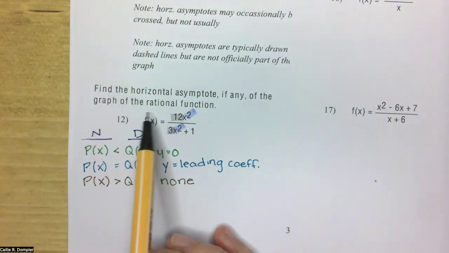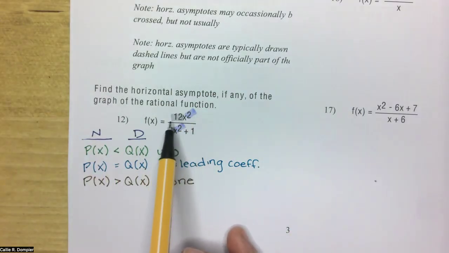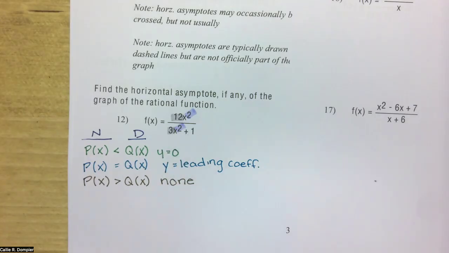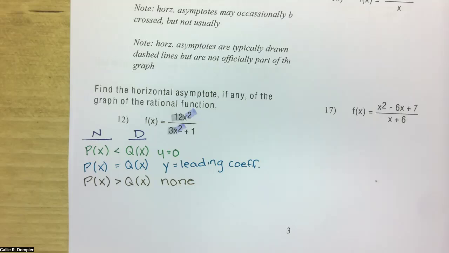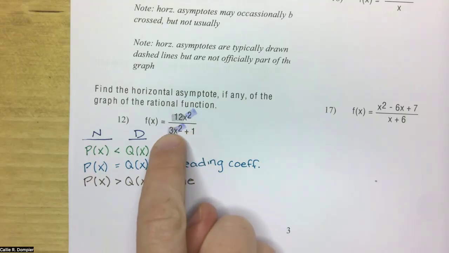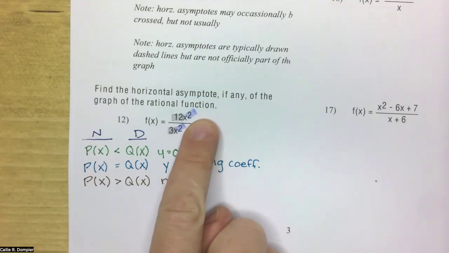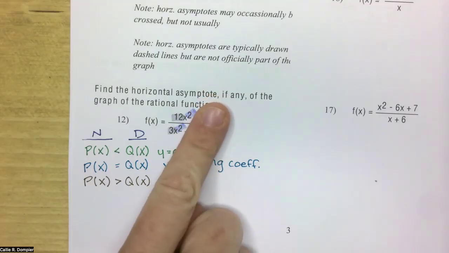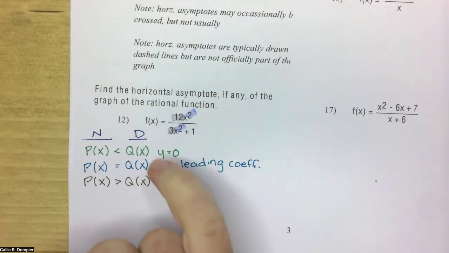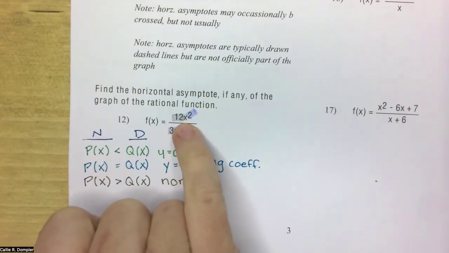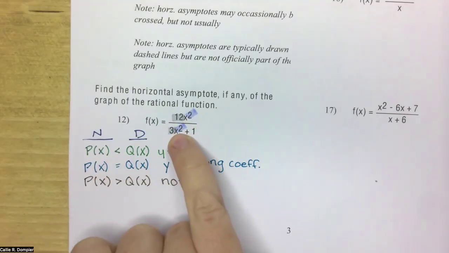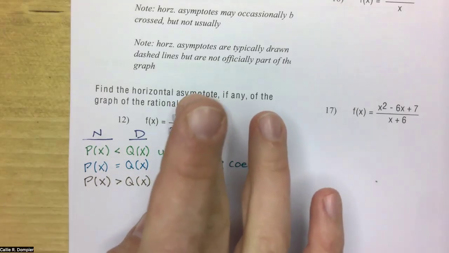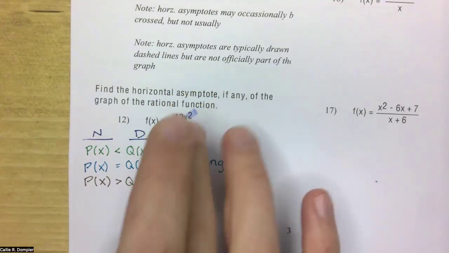Okay, let's look at this. We have f of x equals 12x squared divided by 3x squared plus 1. We're ignoring the plus 1. We just need the leading terms. And we're going to say, is the degree of p of x, the numerator, less than the degree of q of x, the same as the degree of q of x, or greater than the degree of q of x? And again, we're only looking at the degrees, so we're only looking at the exponent, the number 2, right?